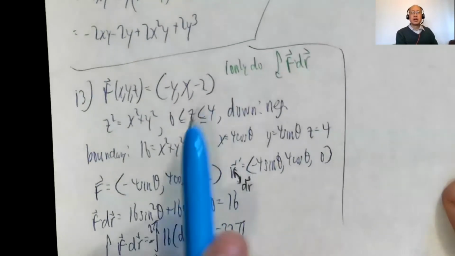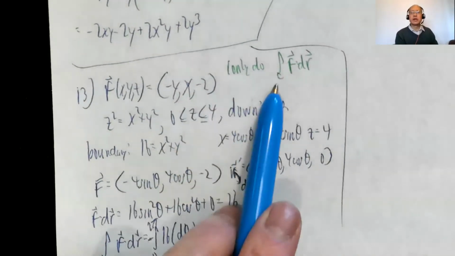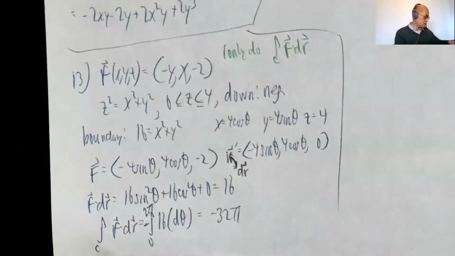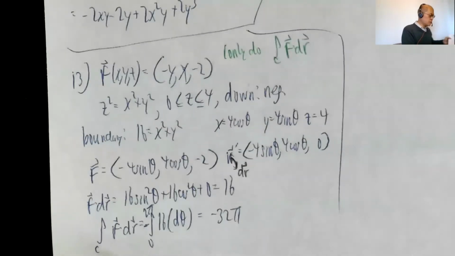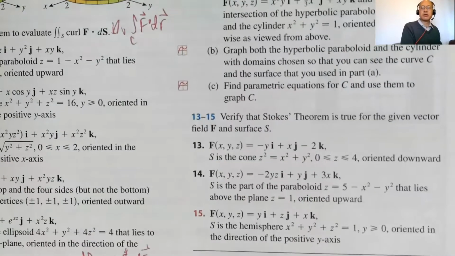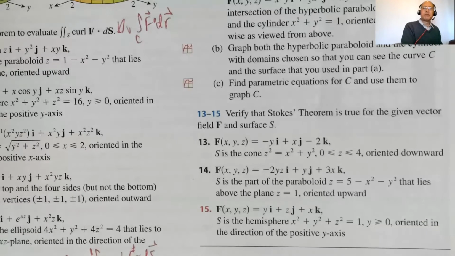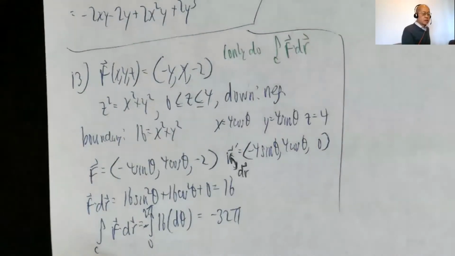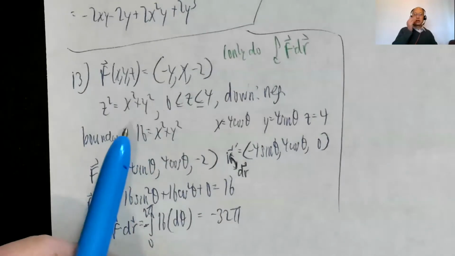Okay, 13, I changed the problem to only doing integral of f dot dr because the other one turns out to be too long. The original problem says verify that Stokes' theorem is true. That really means do both sides. It's too long to do both sides, so we'll only do the f dot dr part.